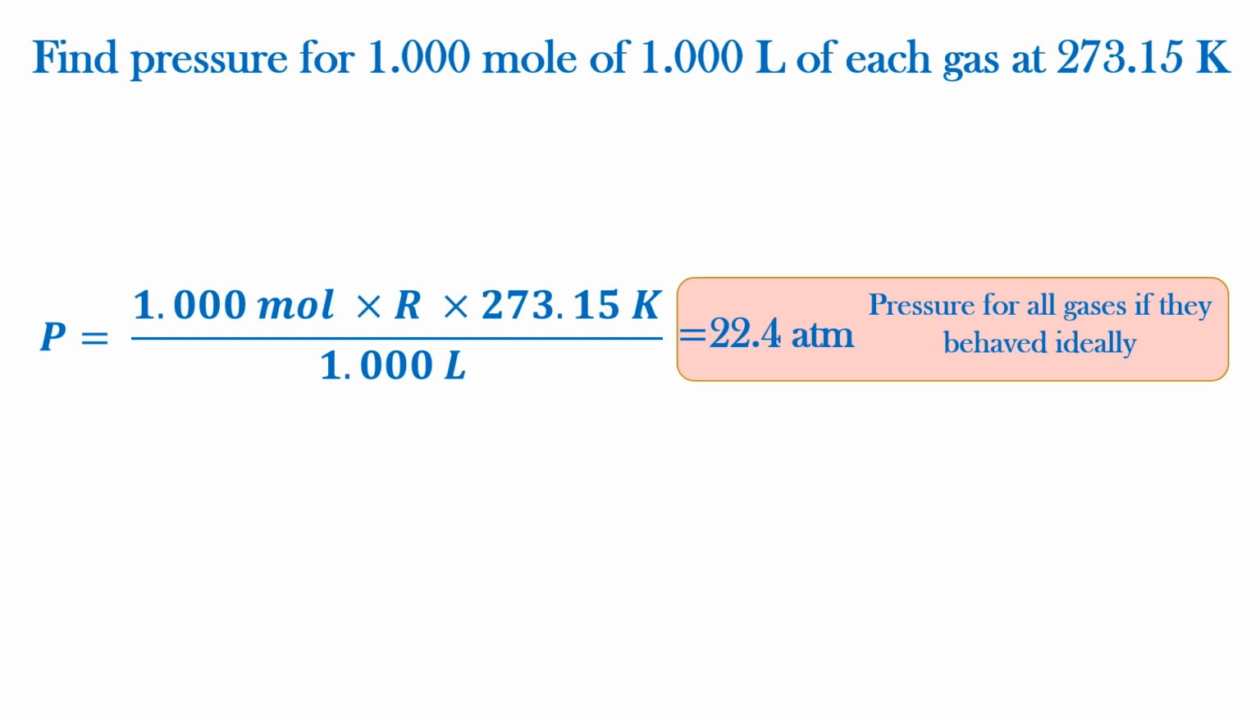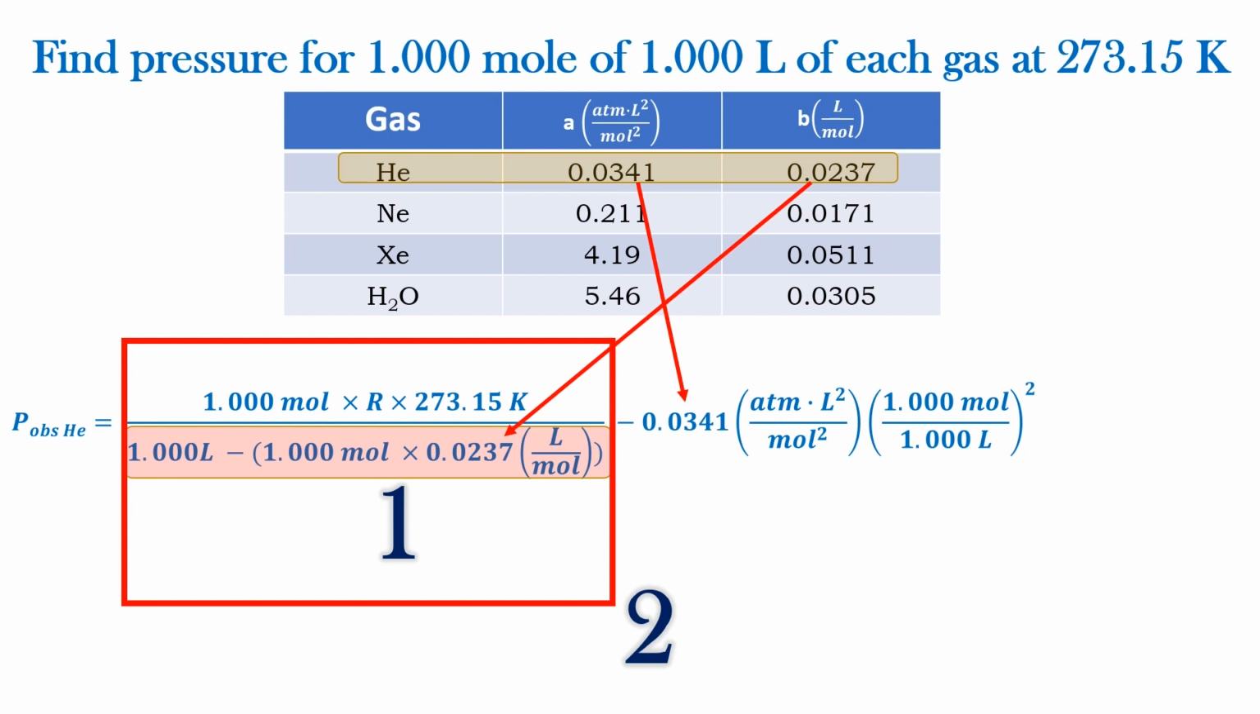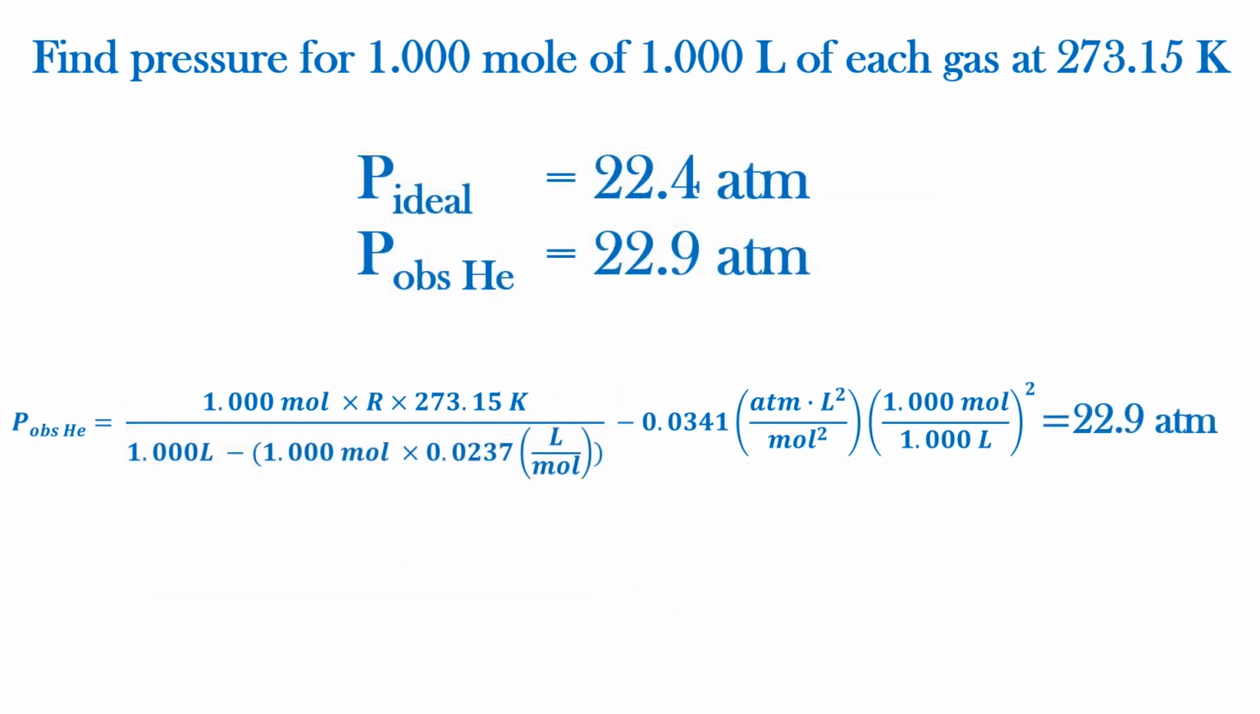Now let's use van der Waals equation to find the pressure for helium first. The equation may look busy, but try to keep the equation organized by completing the calculation in parts. Start by finding the volume correction, then finding the uncorrected pressure, then subtracting the pressure correction. Interesting, for helium, the pressure observed from the van der Waals equation is 22.9 atmospheres. Notice the ideal gas law pressure closely resembles the observed pressure.